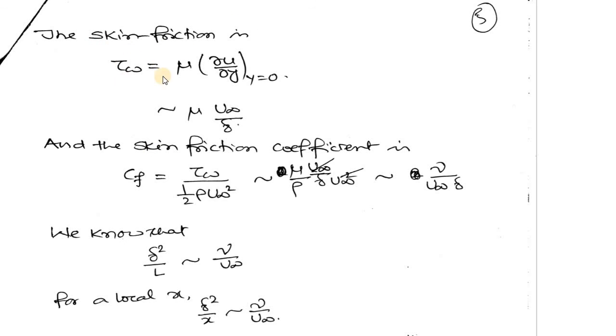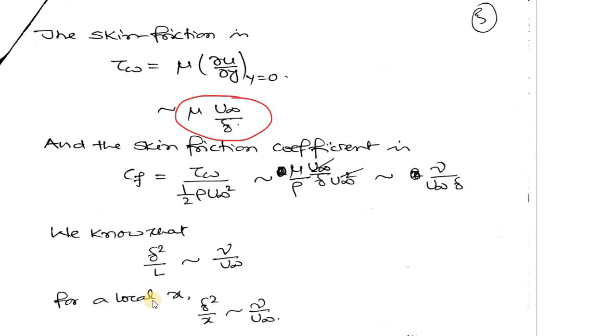If you want to see the order of magnitude of the skin friction, the wall shear stress is given by tau w equal to mu del u by del y at y equal to 0. So the order of magnitude is mu u infinity by delta, and the skin friction coefficient is given by Cf equal to tau w by half rho u infinity square. The order of magnitude of this is mu by rho, u infinity by delta, over u infinity square. So after manipulation it gives you nu by u infinity delta, and we have already seen that delta square by L is of order of magnitude nu by u infinity.